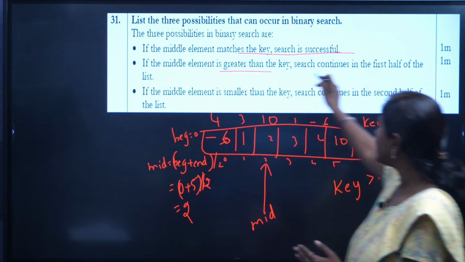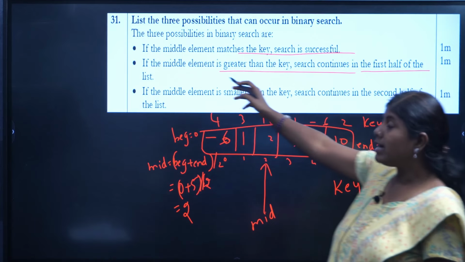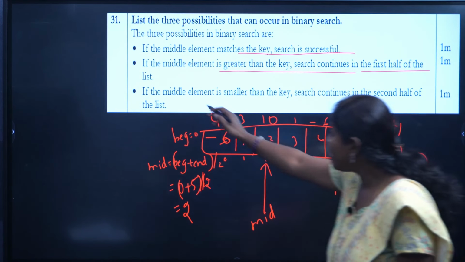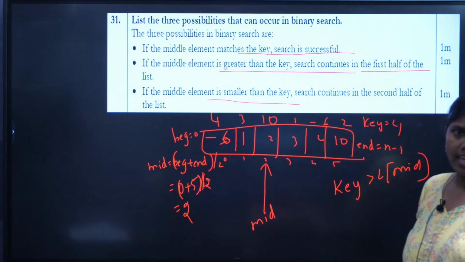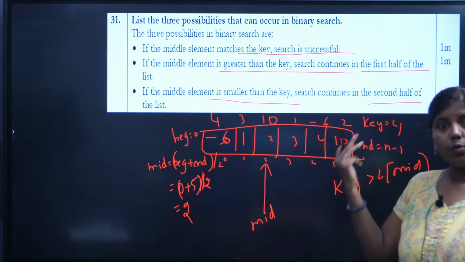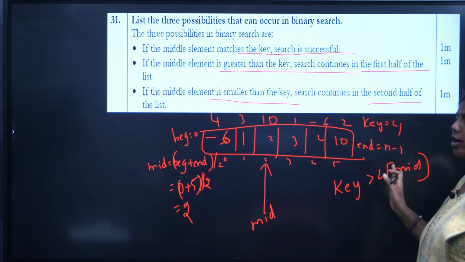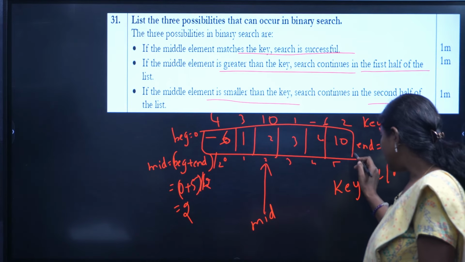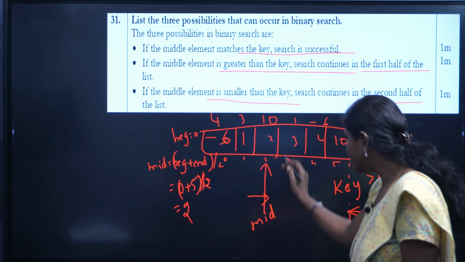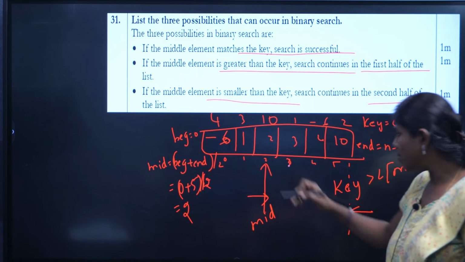Sorry, it's the middle element. If the middle element is smaller than the key, search in the second half of the list. I'm just telling it the other way around: if my key element is greater, I'm going to search in the second half. Second half means from here to here, not including this one. From 3 onwards you consider.